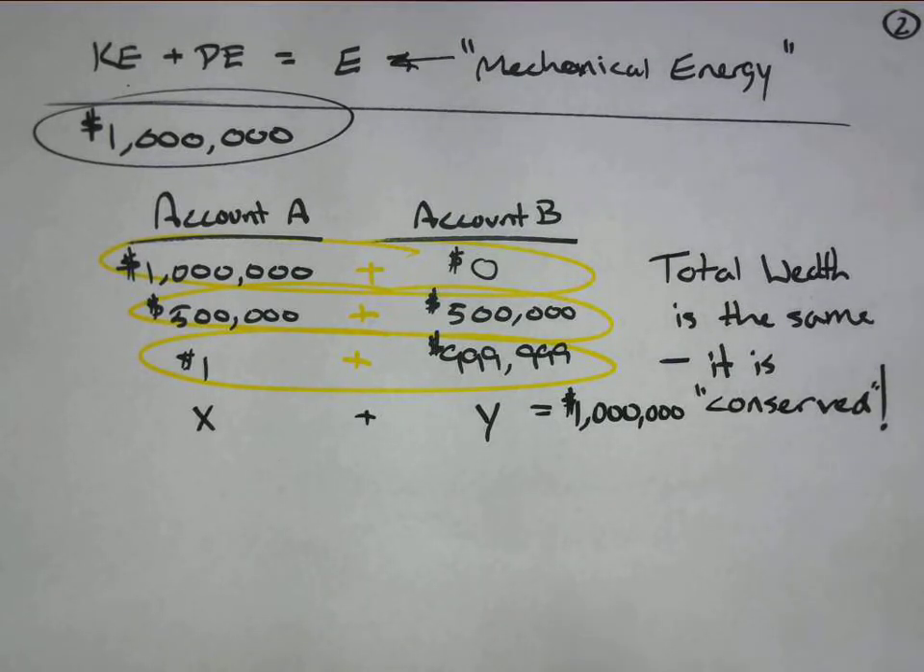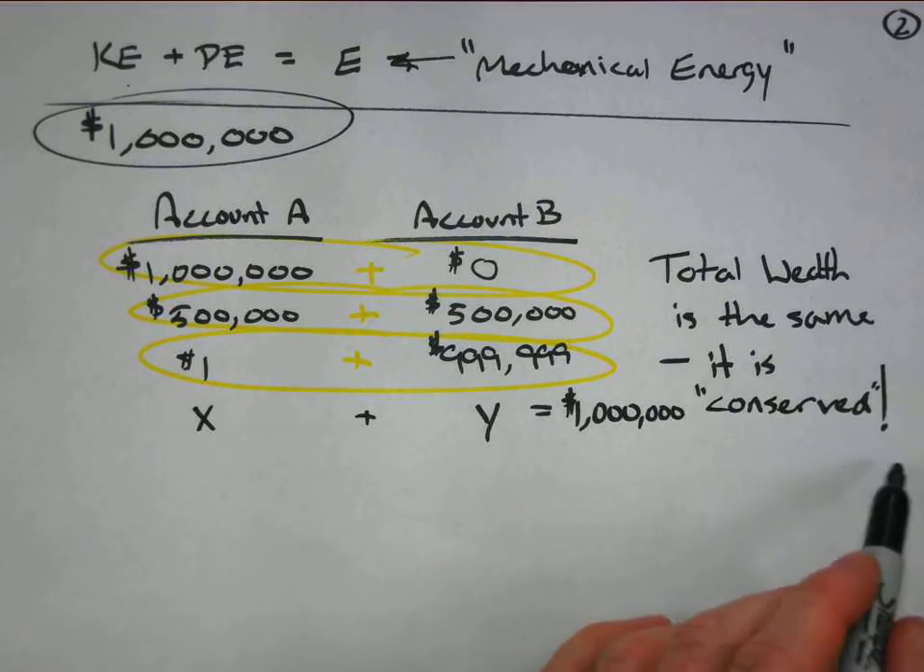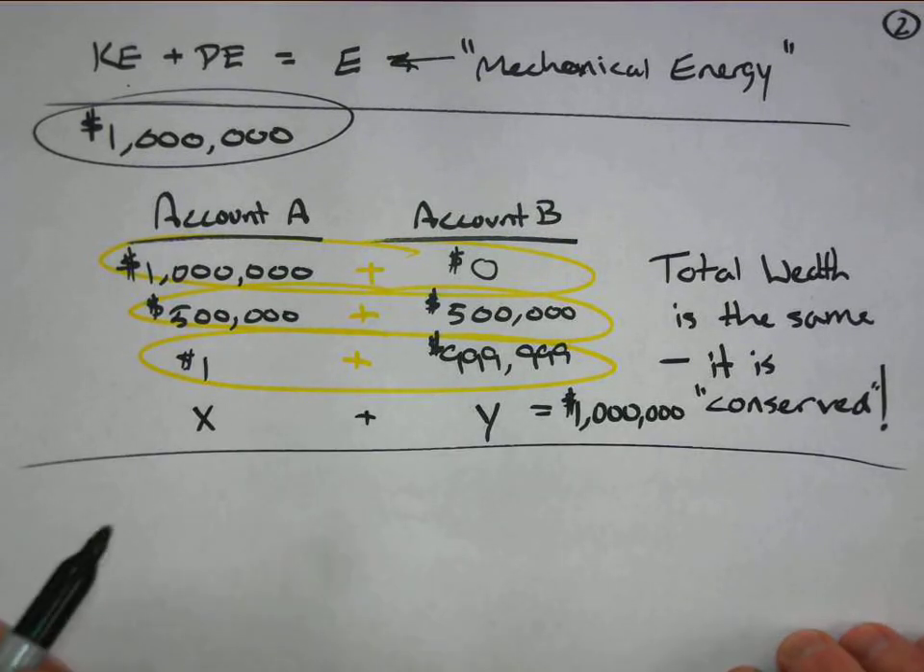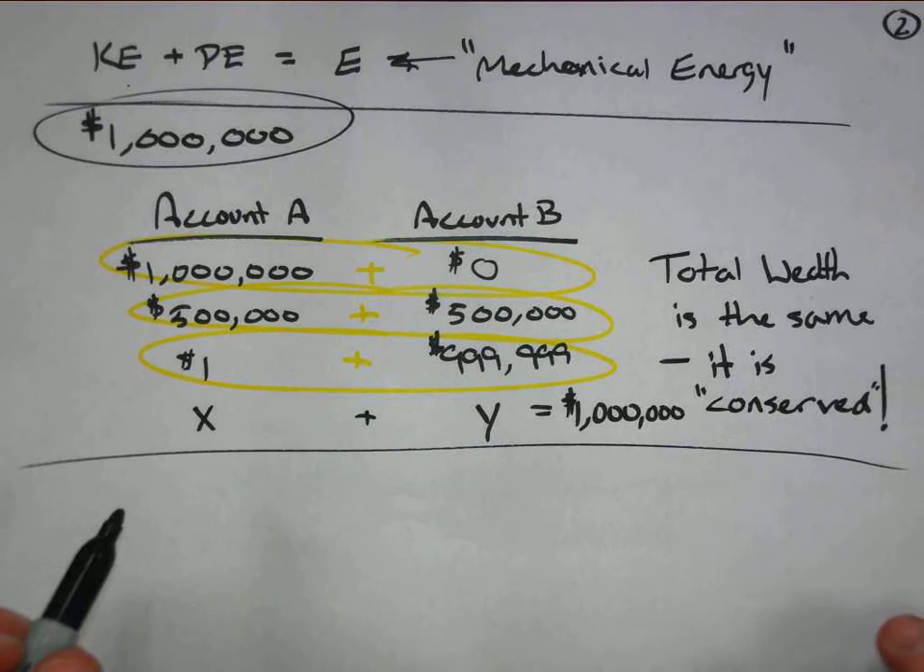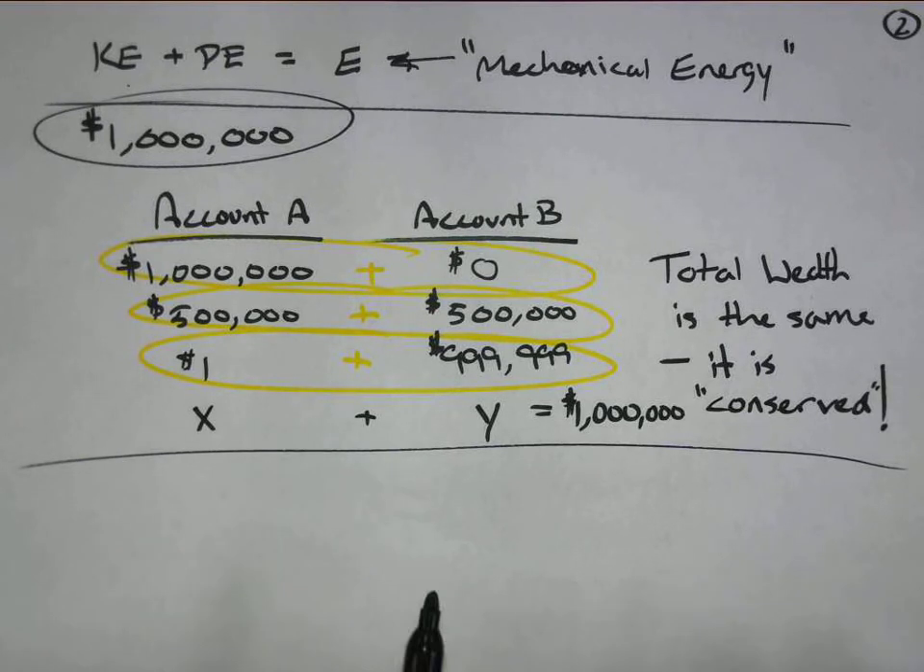Now, what this means is, in terms of, there's our money analogy. In terms of energy, energy is also conserved. Energy works just like that. As long as no work is done, then the total energy remains the same. And that means energy is conserved.